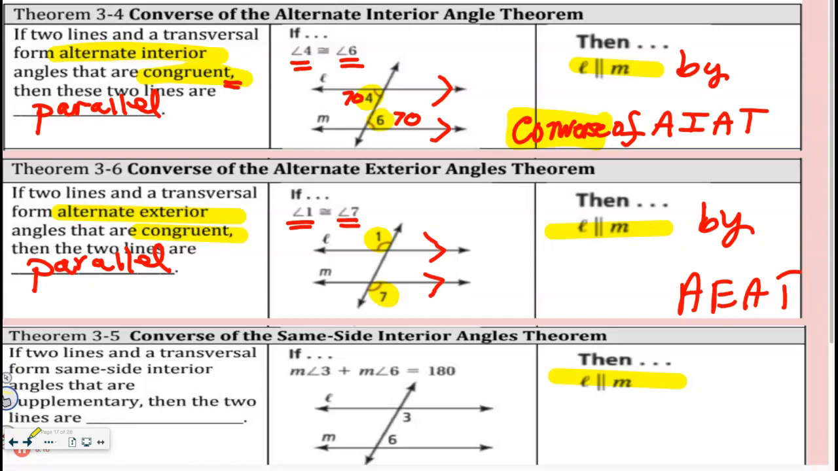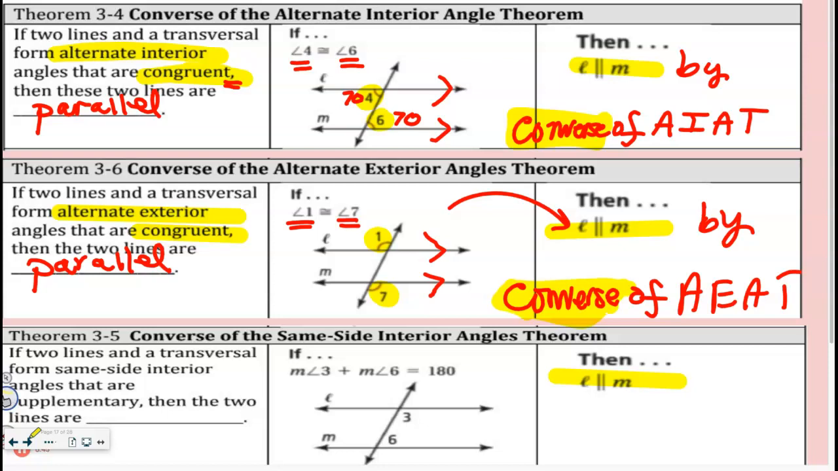But if you write that, or if on your quiz on Friday, you drag that in as your reason, there's going to be a word bank with like 12 reasons in it. And if you're like, oh, those are alternate exterior, that'll be there. But that's not what this one is. Because we're concluding the lines are parallel, what word do I need? Converse of. So whenever you're concluding the lines are parallel, we are doing the converse of the original theorem.